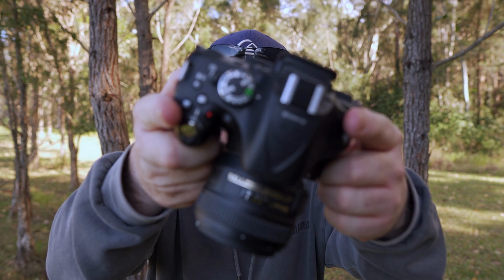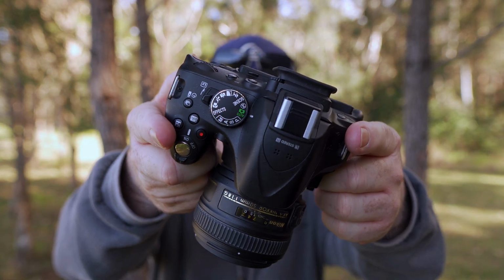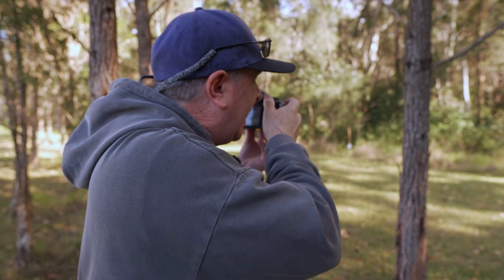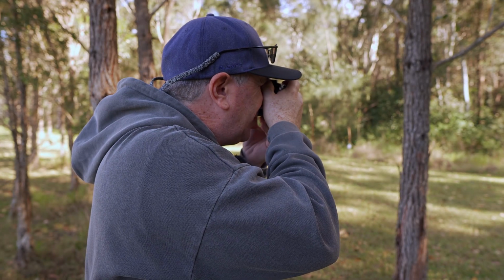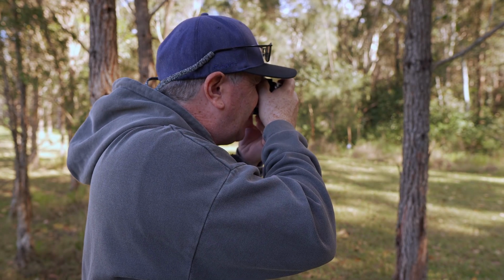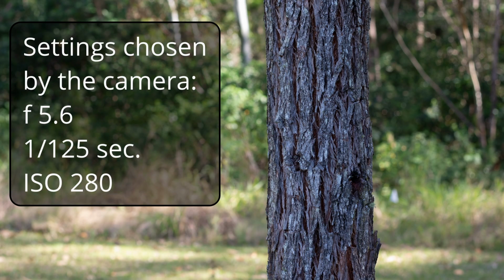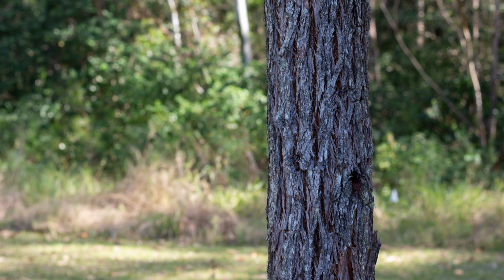Now, you can see I am on auto mode there. You can see that on the top of the camera. So I'll just point at this tree. I will focus on it, recompose and click off the shot. So that's fine. It's a pretty good result. The tree's in focus. The background looks okay, right? But we can do better.